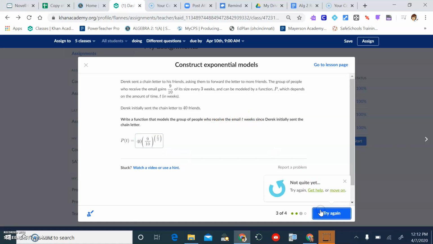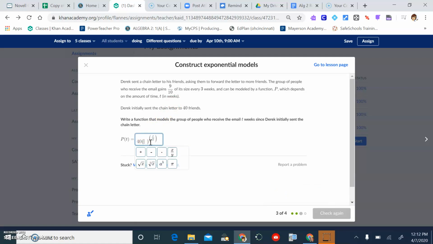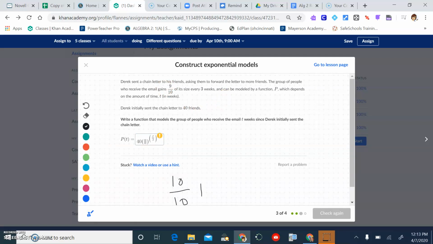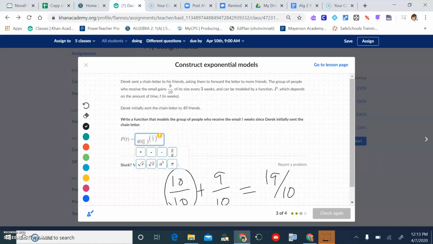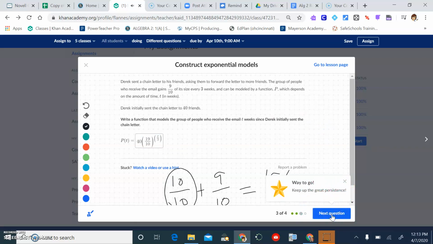Yep, there we go. Oh, I did something wrong. Let's find out. It's gaining 9/10. So I wonder if they want me to change this. Gaining 9/10. So they have 100% the original amount plus another 9/10. This is like a whole pizza, plus another 9/10 of a pizza. So 19/10 might be what they want in there. Let's find out. Yep, that's what they wanted.